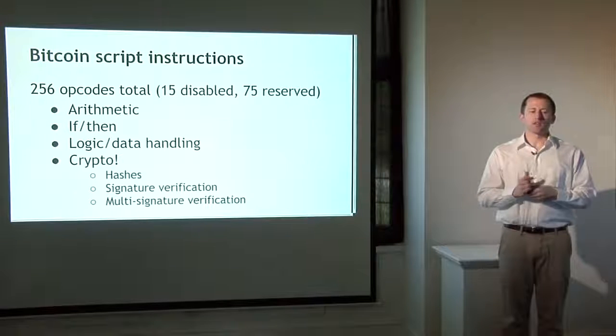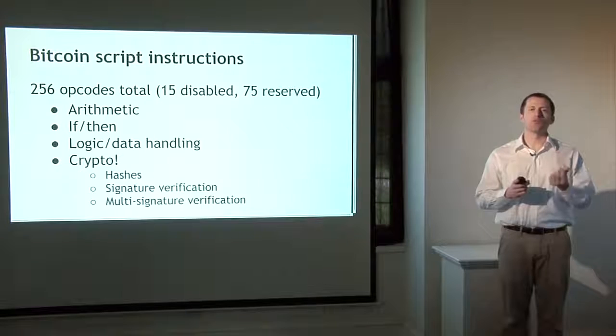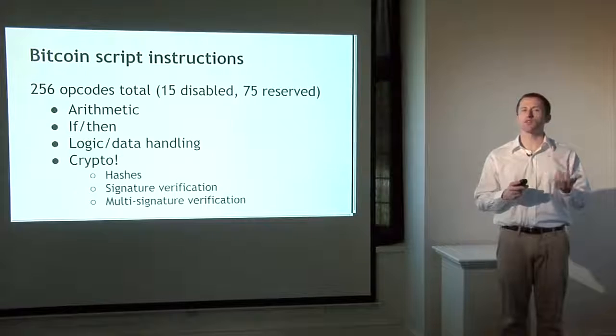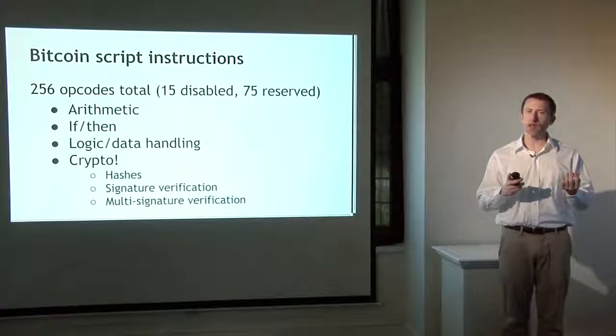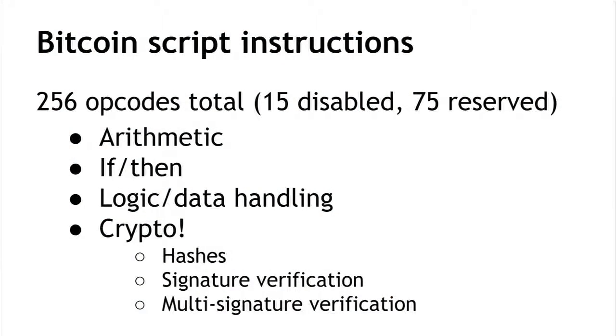So a little bit more about the Bitcoin scripting language. It's very small. There's only room for 256 instructions because each one is given 1 byte. Of those, 15 are currently disabled, so you can't use them at all. And 75 of them are reserved, so they haven't been assigned any specific meaning yet, but might be instructions that are added later in time.